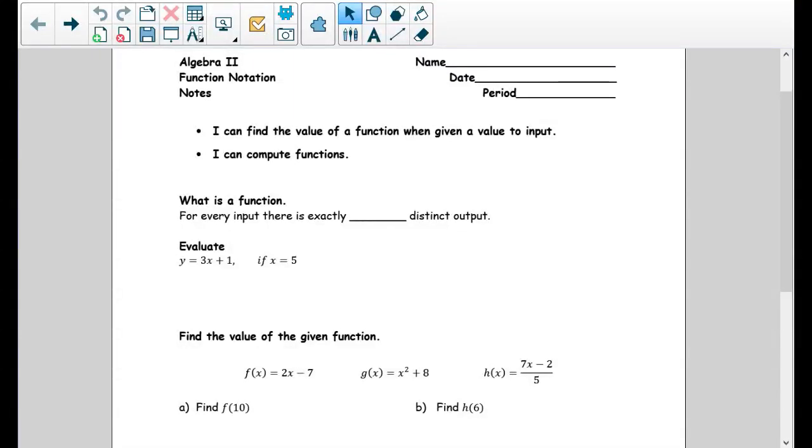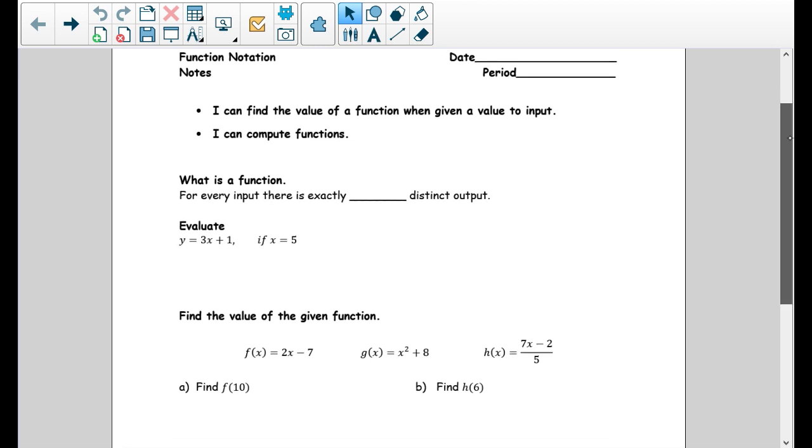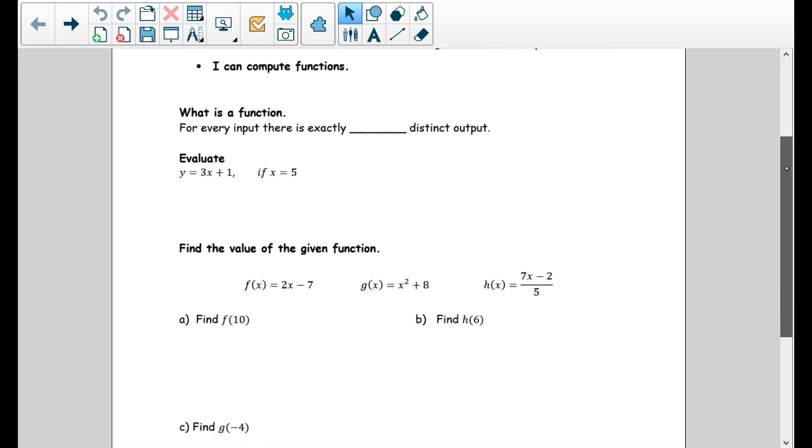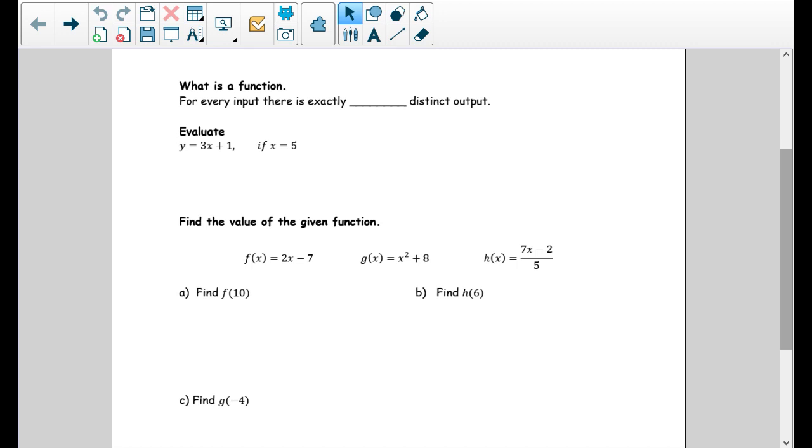So this week we're going to take a look at function notation. I think it's fairly simple, so it shouldn't have too much of an issue.